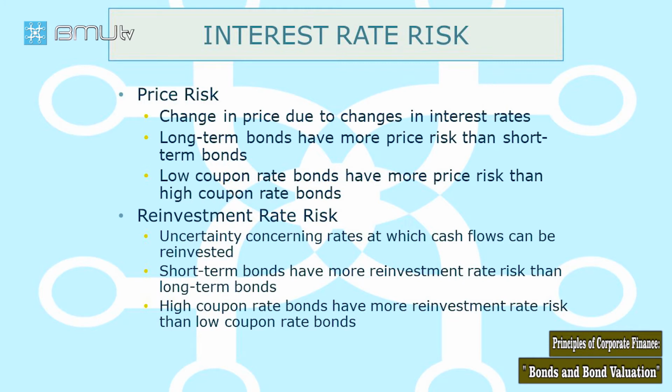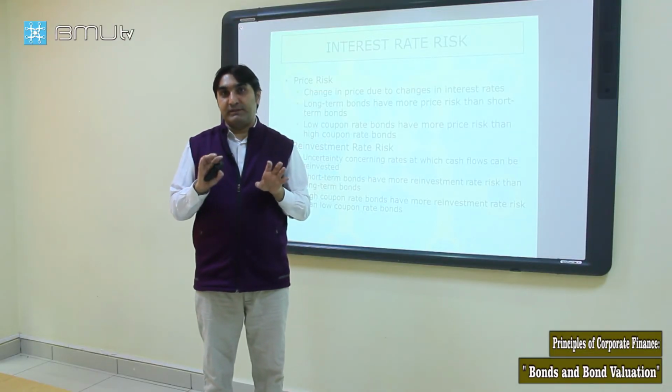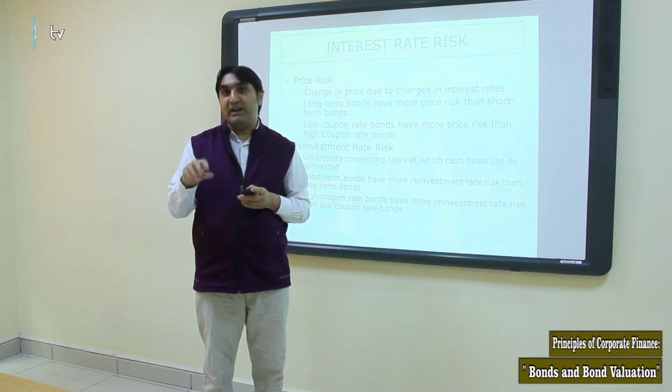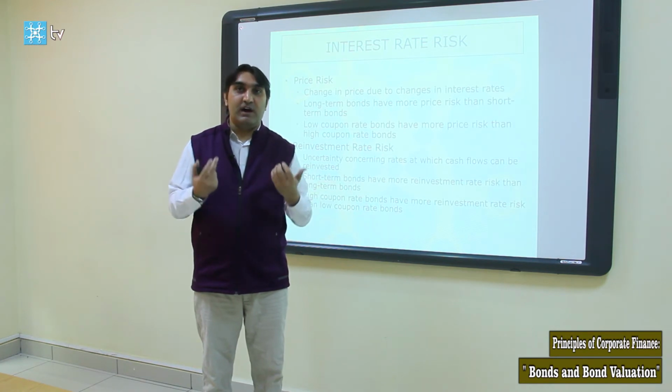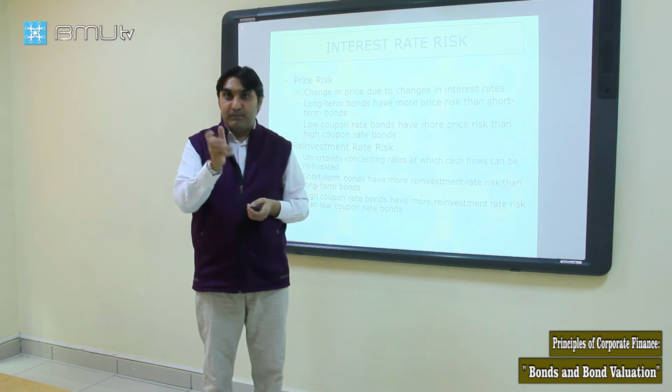Low coupon rate bonds have more price risk than high coupon rate bonds. That's because for low coupon rate bonds, the price mainly comes from the present value of the face value, but for higher coupon rates, the price mainly comes from the present value of coupon payments.